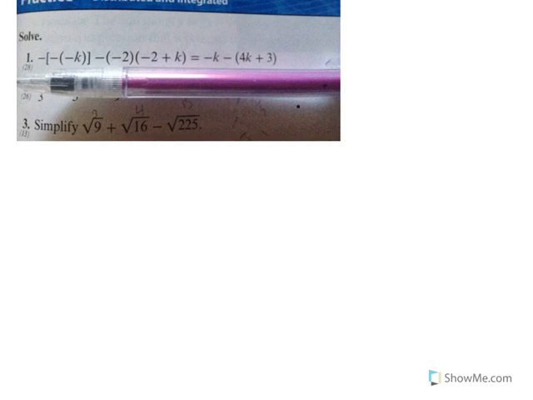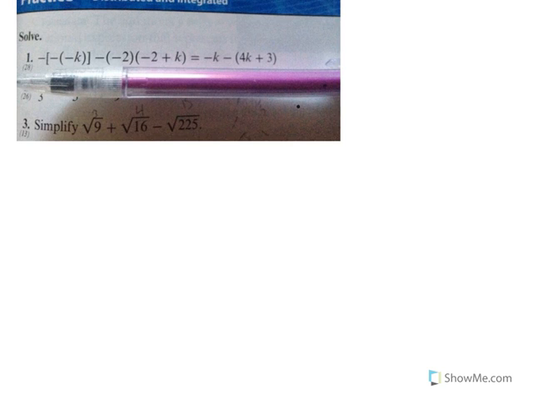Alright, let's take a look at this. Okay, we got an equation to solve, but the equation does not look very friendly, so we're going to need to simplify it. So let's break it down here. Let's see. First off, we got this negative, negative, negative k business.